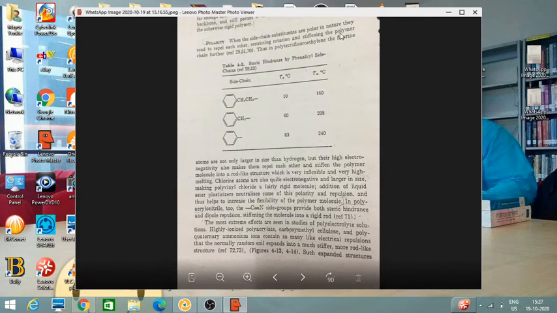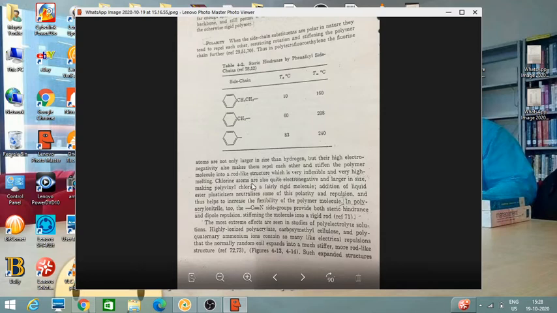When the side chain substituents are polar in nature, they tend to repel each other, restricting rotation and stiffening the polymer chain further. Thus, in polytetrafluoroethylene, the fluorine atoms are not only larger in size than hydrogen, but they are highly electronegative, which also makes them repel each other and stiffen the polymer molecule into a rod-like structure, which is very inflexible and very high melting.